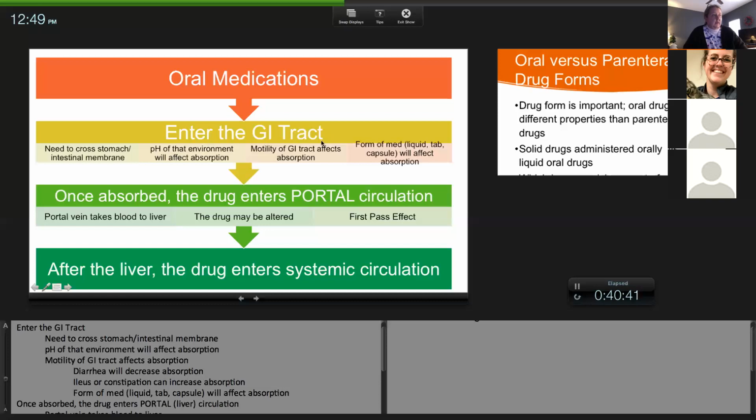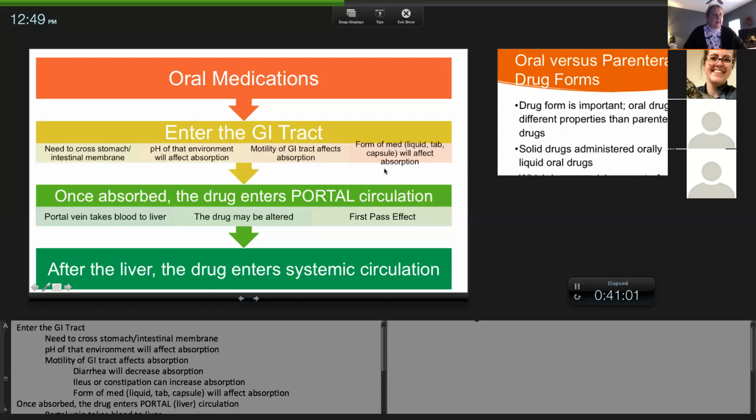And then motility. If you have an animal that's hypomotile, or low motility, that's potentially going to delay absorption because of a slower GI tract. And if they've got diarrhea, if they're hypermotile, the drug can move through too fast. So that'll affect the drug.